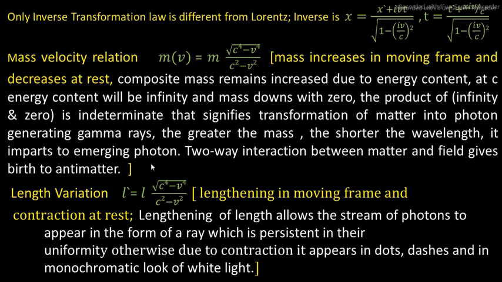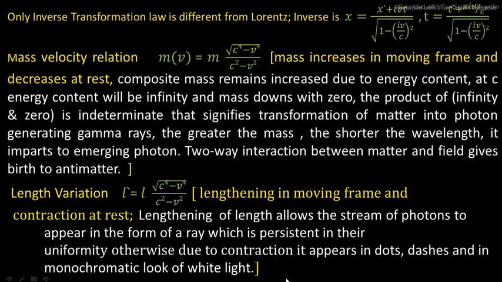That signifies transformation of matter into photon generating gamma rays. The greater the mass, the shorter the wavelength it imparts to emerging photon. Two-way interaction between matter and field gives birth to antimatter. Length variation: L prime equals L under root c to the power 4 minus v to the power 4, upon c square minus v square. Lengthening in moving frame and contraction at rest.